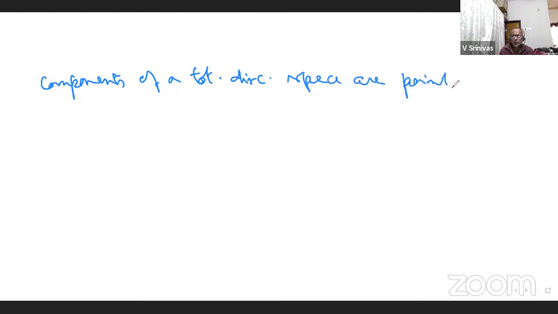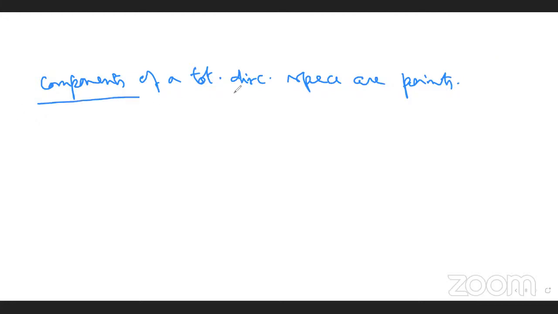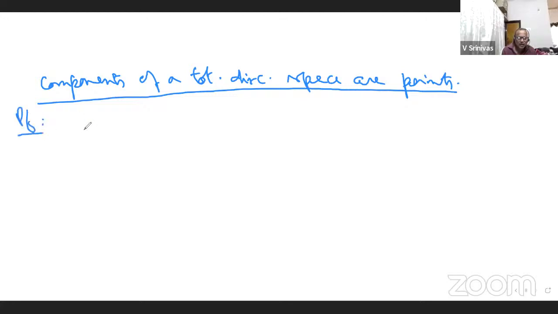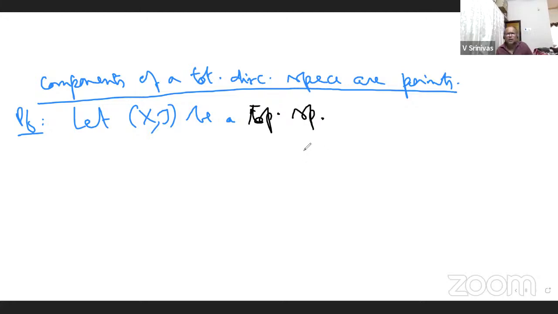Components of a totally disconnected space are points. Let us prove this. Let (X, tau) be a topological space. See, you have to understand one point. If you take a subset capital A of X, and if A is a singleton, then this is connected.